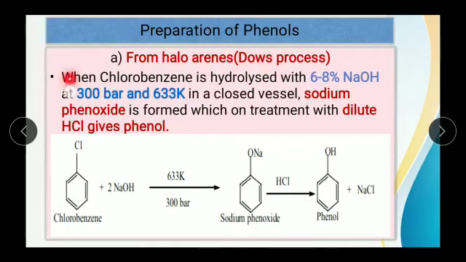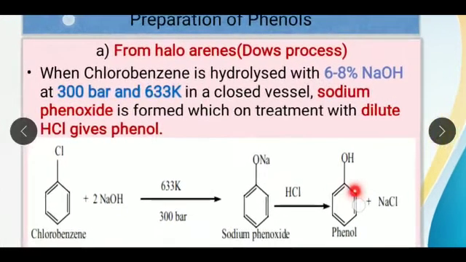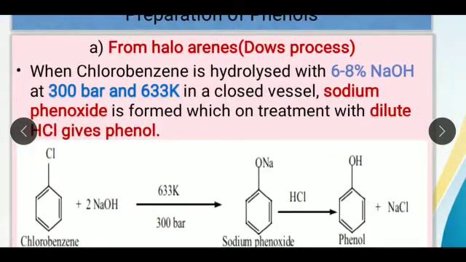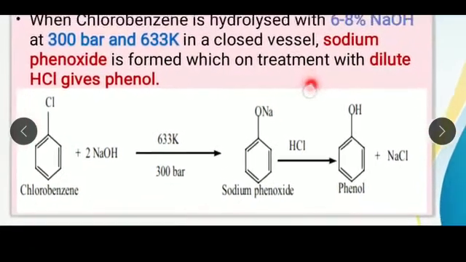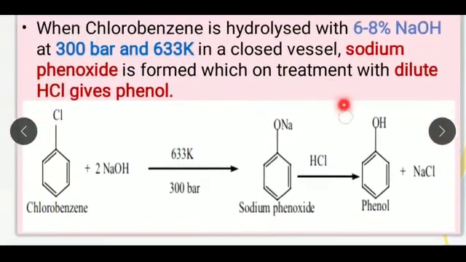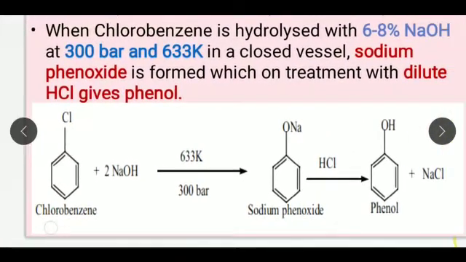When chlorobenzene is hydrolyzed with 6 to 8% sodium hydroxide at the condition of 300 bar pressure and 633 Kelvin in a closed vessel, first we are getting sodium phenoxide. Then the formed sodium phenoxide is treated with dilute hydrochloric acid. It gives phenol.